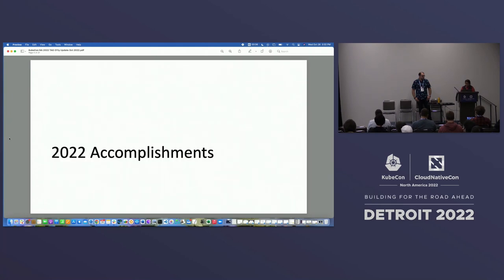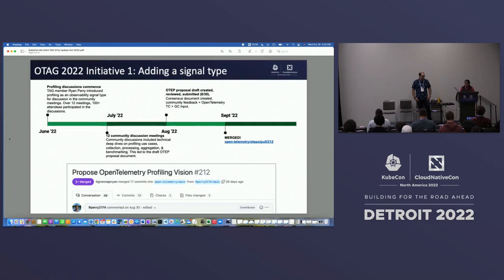All right, so with that said, I want to hand it over to Matt to step through some of the 2022 accomplishments of what we did as a TAG team this year for observability. And here, over to you, Matt.